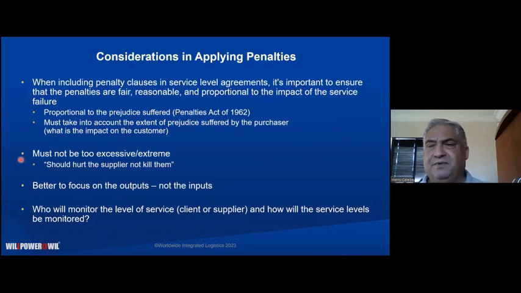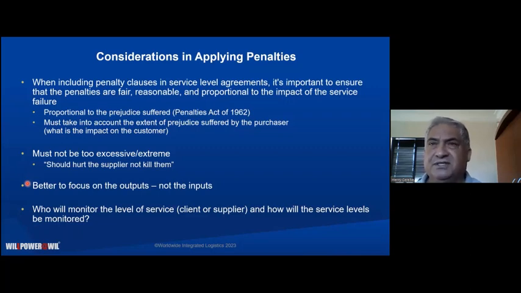A lot of times, at a previous company that I worked for, we used to say that it should hurt the supplier, shouldn't kill them. A lot of times I see it's extremely excessive. So the point is it should hurt them, not kill them, right? So for example, a penalty of 50% of the monthly sum is obviously ridiculous. So typically it's 1%, 2%, etc. But obviously you have to look at what damages you will suffer or what the impact is to you, but also bear that in mind.